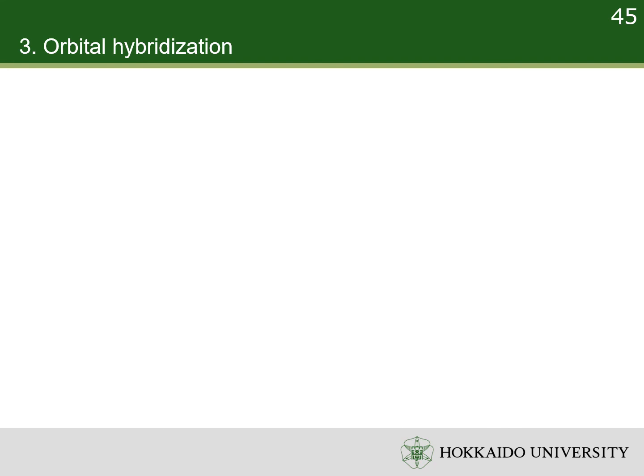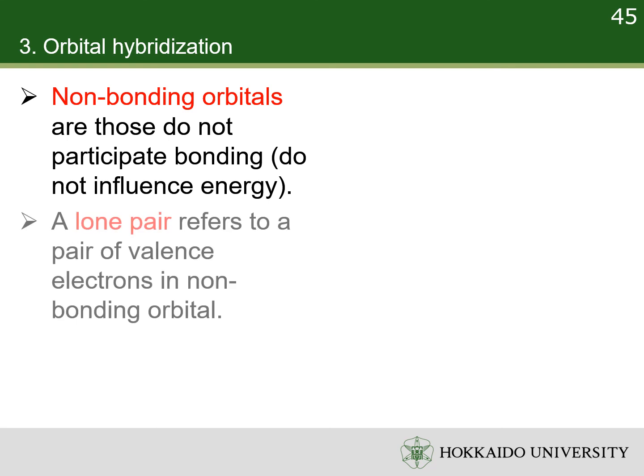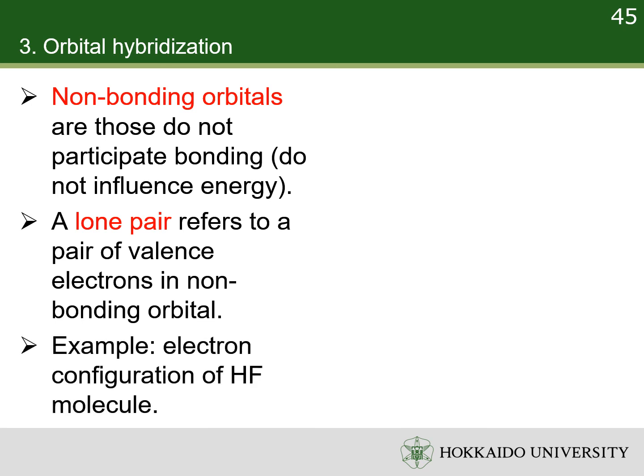Not all the valence shell orbitals, including the hybridized ones, form bonding or antibonding orbitals. The valence shell orbitals which are neither bonding nor antibonding are non-bonding orbitals. The electron pair in a non-bonding orbital is a lone pair. Here, we use hydrogen fluoride as an example.